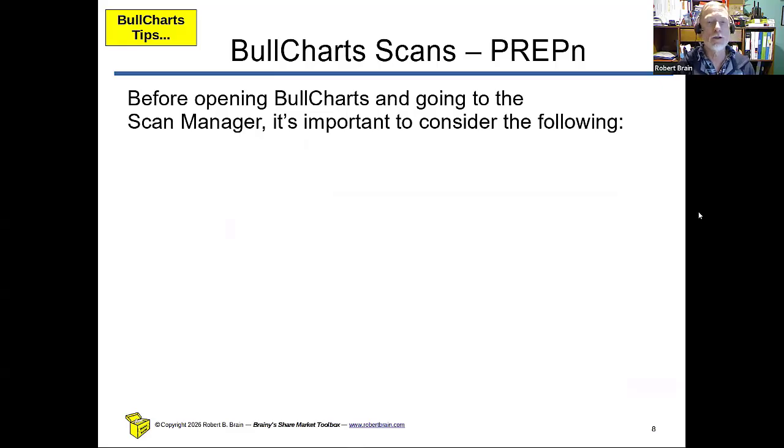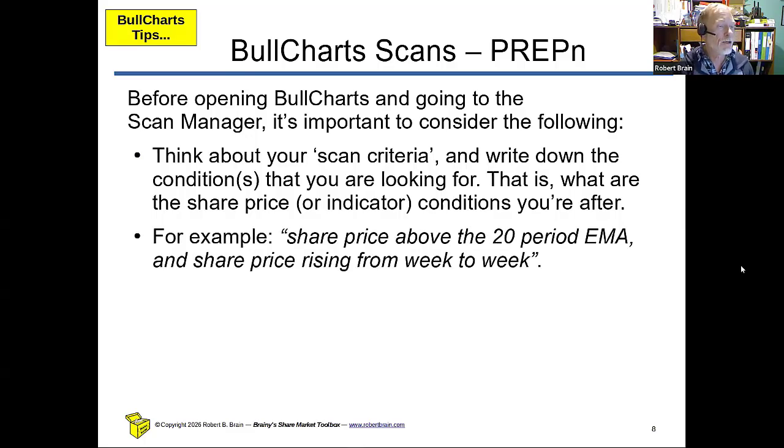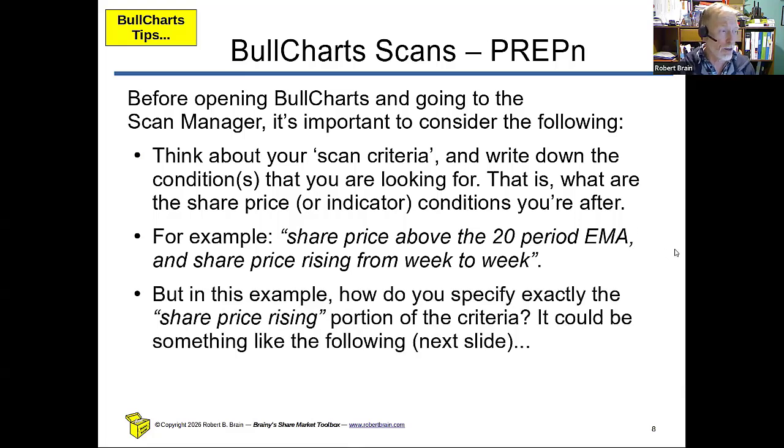So, gather thoughts. Before opening BullCharts and going to the Scan Manager, I think it's important to consider the following. The scan criteria. That is, what condition are you looking for? Is it the share price or maybe an indicator with a specific condition that you want met? Maybe share price rising every day for 5 days. That's not perhaps a good one, but as an example, that's a simple one. Or maybe share price above the 20-period EMA, that's the exponential moving average, as well as the share price rising from week to week. You might want that to be your criteria.